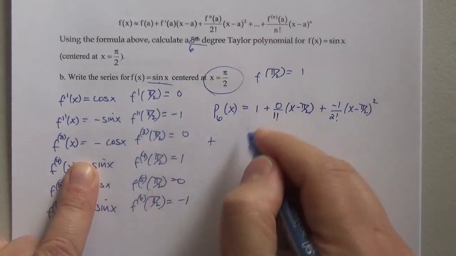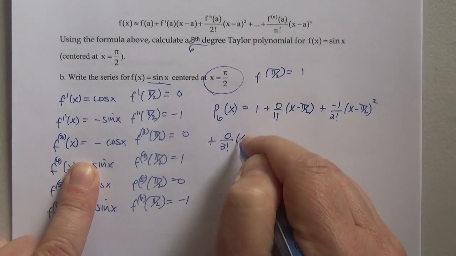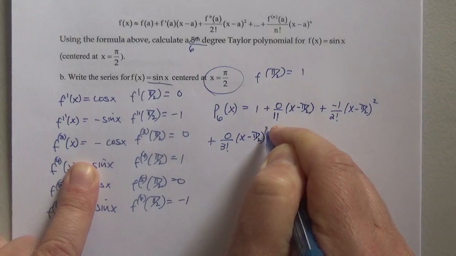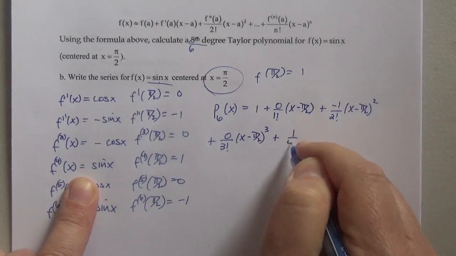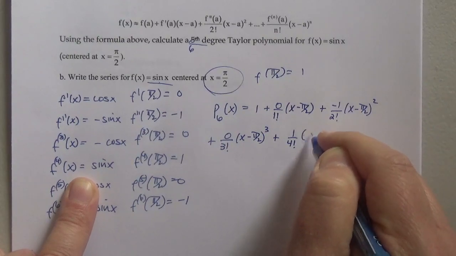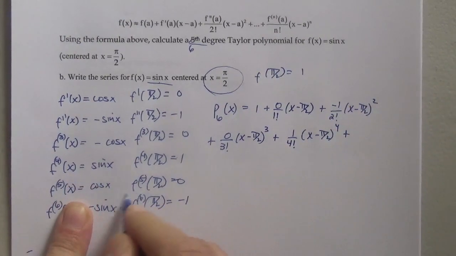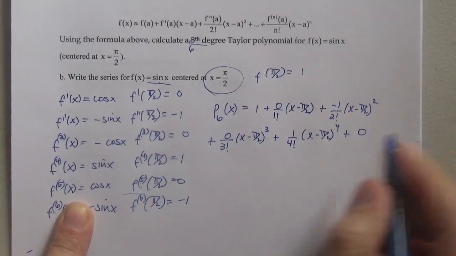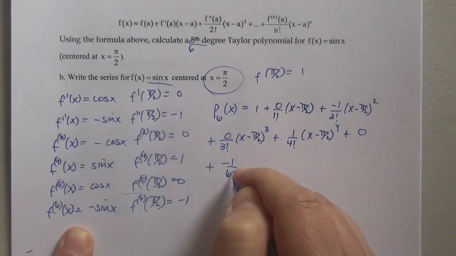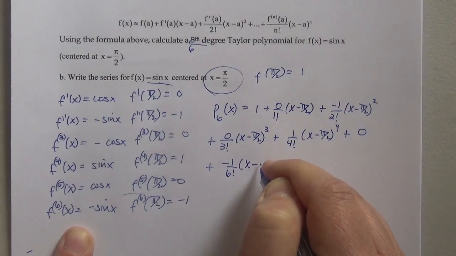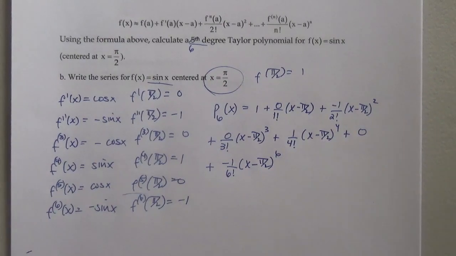My third term is going to go away, so that's going to be 0 over 3 factorial times x minus pi over 2 cubed. My fourth term has a derivative of 1, which is 1 over 4 factorial times x minus pi over 2 to the 4th. My 5th degree term is 0. I'm not going to write it out. My 6th degree term is negative 1 over 6 factorial times x minus pi over 2 to the 6th.